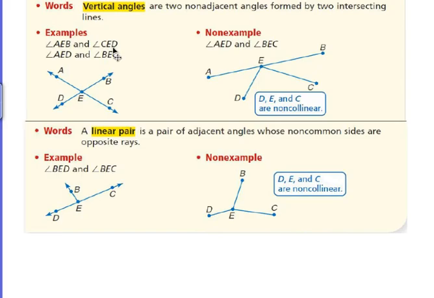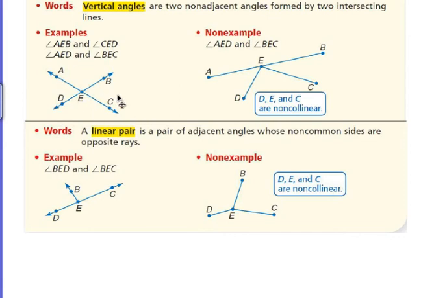Let's talk about vertical angles. Vertical angles are two non-adjacent angles. If they're non-adjacent, that means they don't share a side, but in this case, they do share a vertex, formed by two intersecting lines. In other words, if you got two lines that make the letter X, chances are you got vertical angles. Vertical angles are opposite of each other, hence angle AEB and angle DEC are vertical. And DEA is vertical to angle BEC.